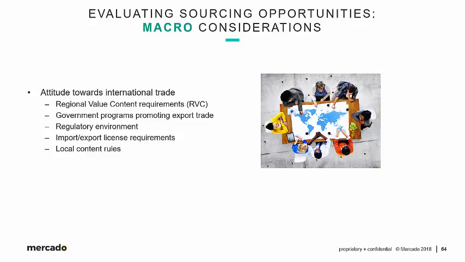Other factors on attitude towards international trade, an important one, what is called RVC, Regional Value Content Requirements. RVC is normally found in a free trade agreement where there are certain requirements for raw materials that have to be of the origin of the countries that participate in the free trade agreement, have to be incorporated into a product in order to qualify as a product of that country or free trade region. RVC is important to consider. Any government programs promoting export trade from the countries that we're thinking about importing from.